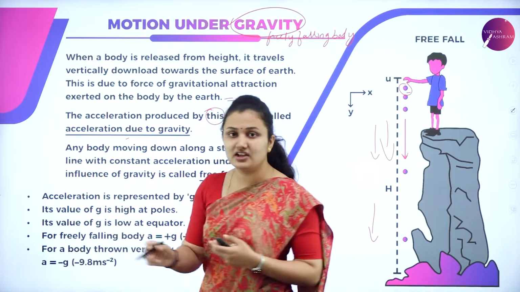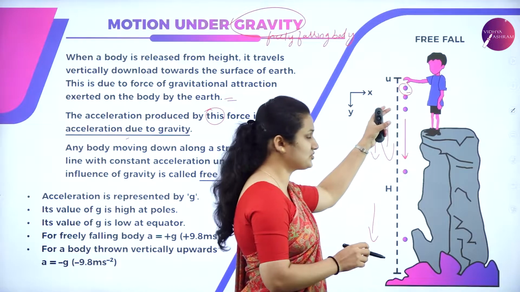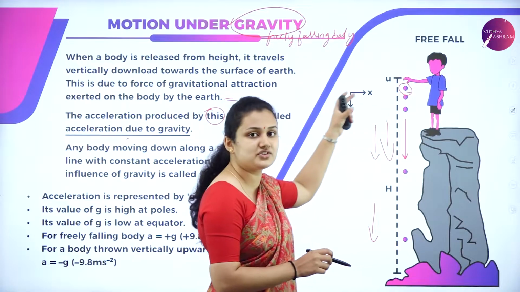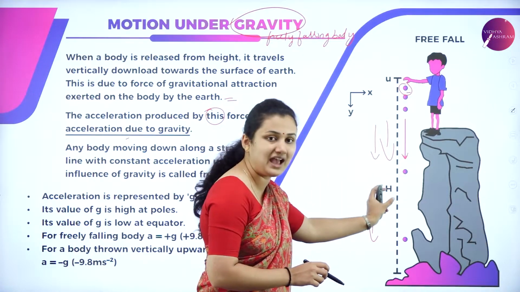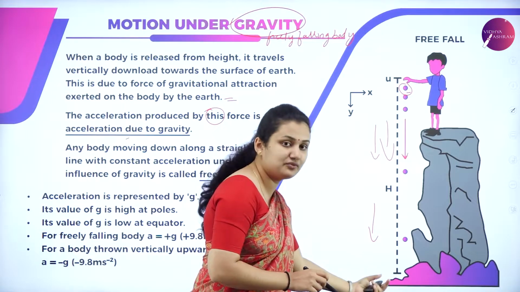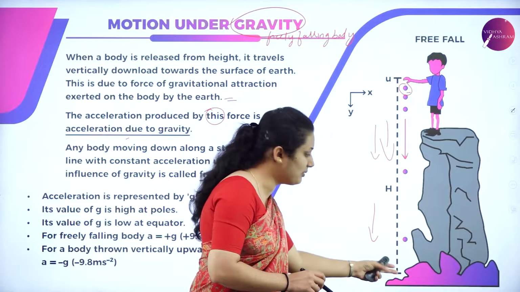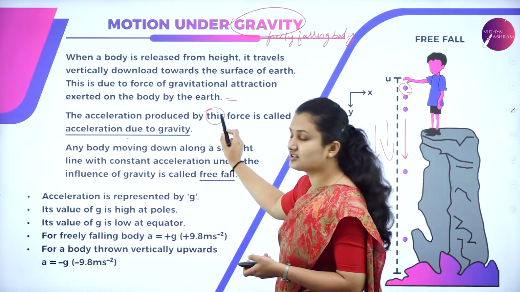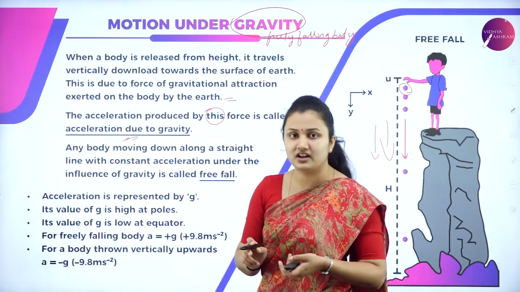When the object is at rest and is then displaced from its position, there is a change in velocity. Change in velocity is termed as acceleration. This body which is uniformly accelerating comes under the influence of gravity. The uniformly accelerated body is pulled by Earth's gravity. So the acceleration produced by this gravitational force is called acceleration due to gravity.